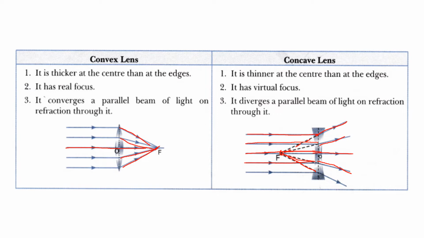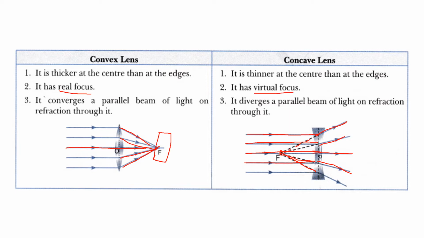Now in case of a convex lens, the focus is a real focus. Why is it a real focus? Because rays are actually meeting at this point. This is happening in reality. If you keep a screen over here, you will find the image formed on this screen. Clear? In case of a concave lens, it has a virtual focus.